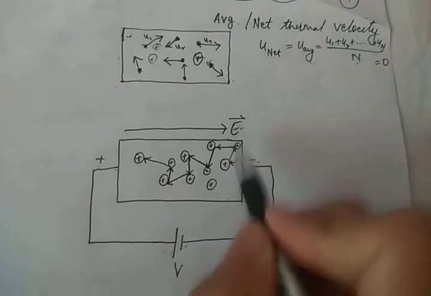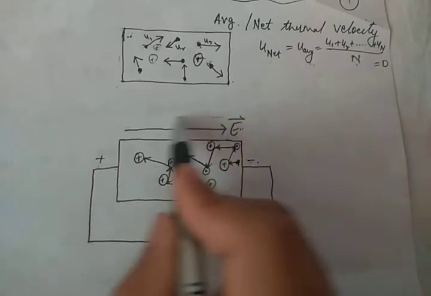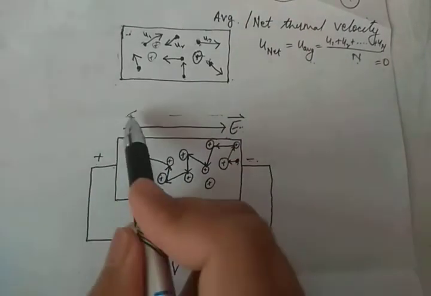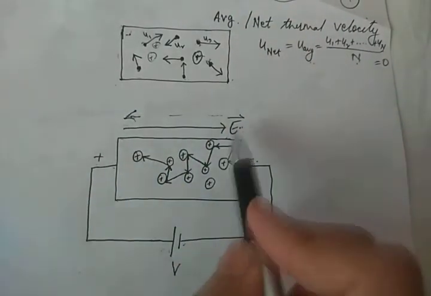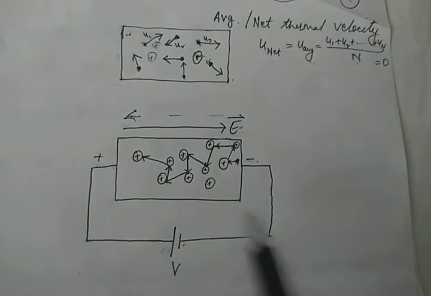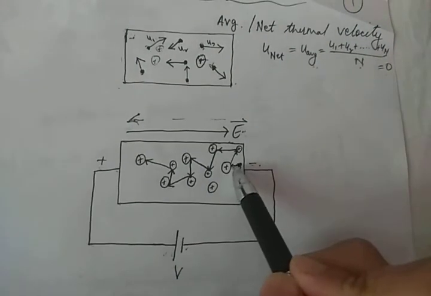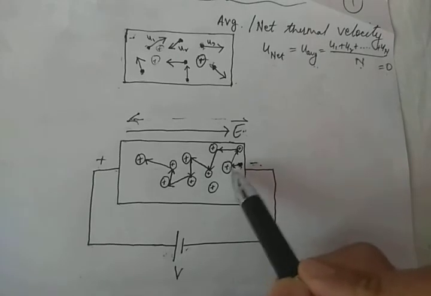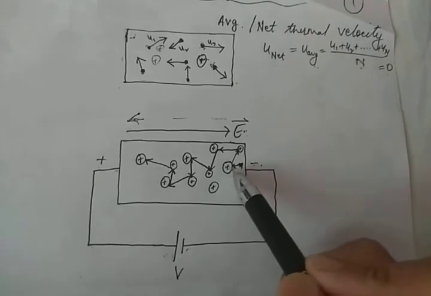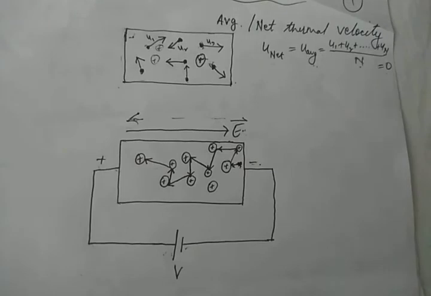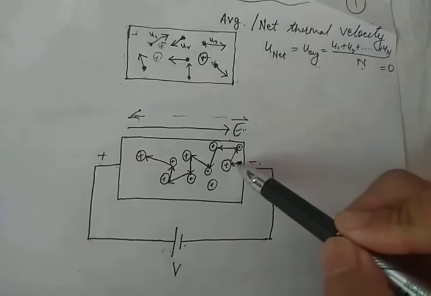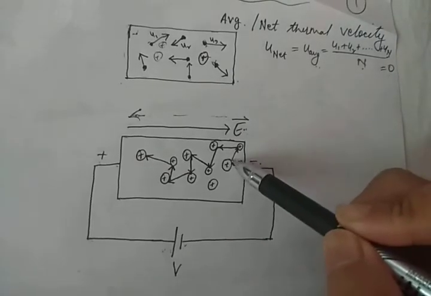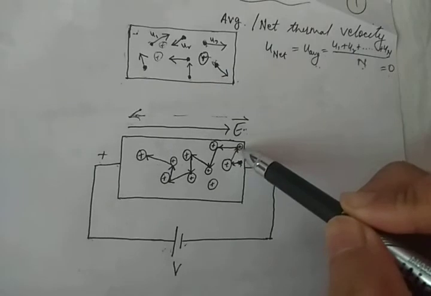The free electron wants to move in a direction opposite to the electric field. So now it wants to come this way, but in the process it collides with one of the ions, or it could also be an electron it collides with. So it undergoes collision, because of which this electron gets drifted in some other direction.